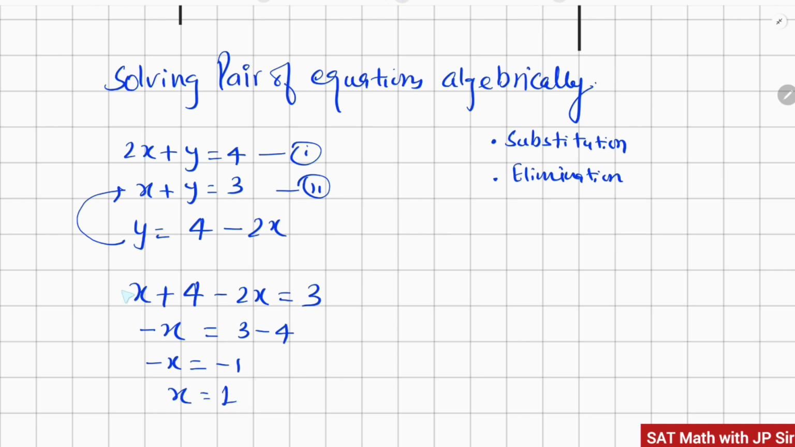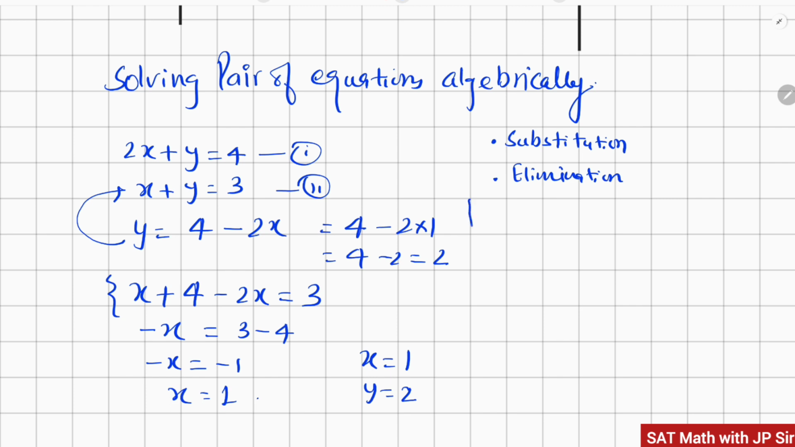I hope you know how to solve this. Now we have x equals 1. We will substitute this x equals 1 in this equation. So we will get y equals 4 minus 2 into 1. 4 minus 2, that is 2. So we have got our answer, x equals 1 and y equals 2. This is called the substitution method.